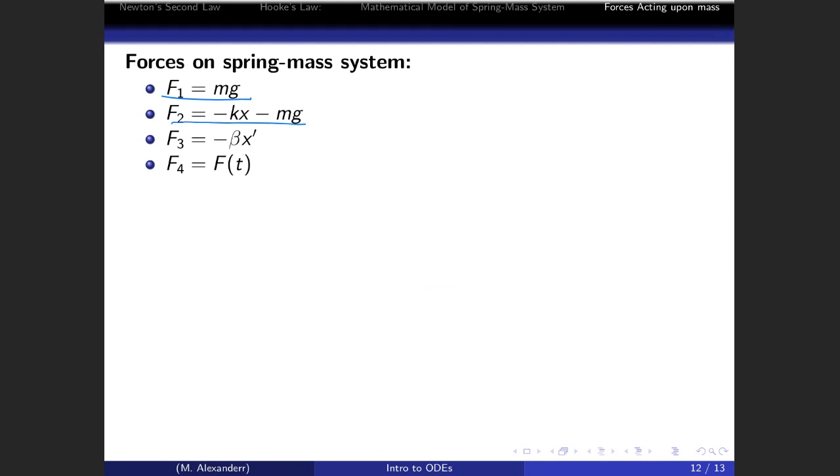The second one is related to the restoring force of the spring. The third one is related to the damping force, or actually is the damping force. And then number four is all the other forces, the resulting forces, external forces.